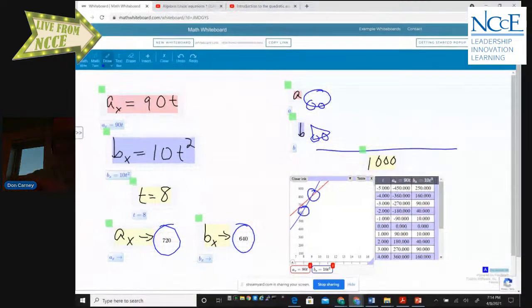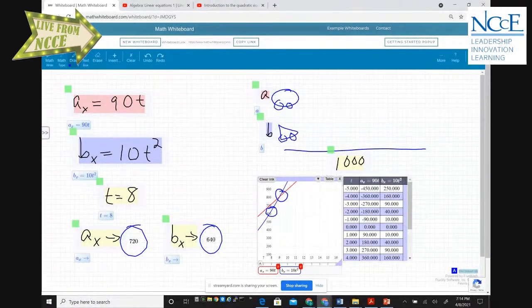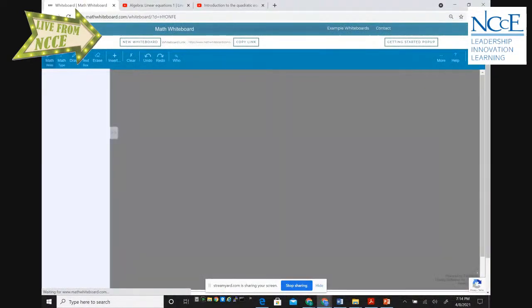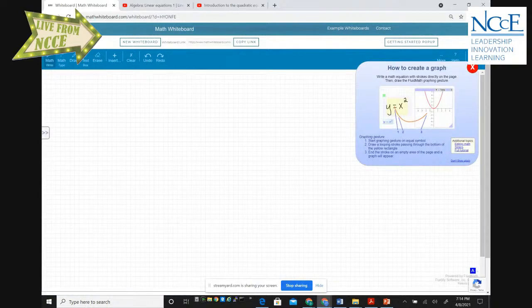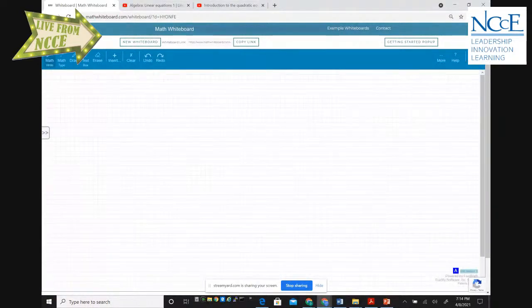So, keeping with this idea of seeing relationships between things, I'm going to show you another bit of functionality that is pretty unique to MathWhiteboard. We have this ability in MathWhiteboard to show relationships between all sorts of things, including numbers and algebraic expressions. We have this ability to color code equivalences on a page. And let me show you what I mean by that.